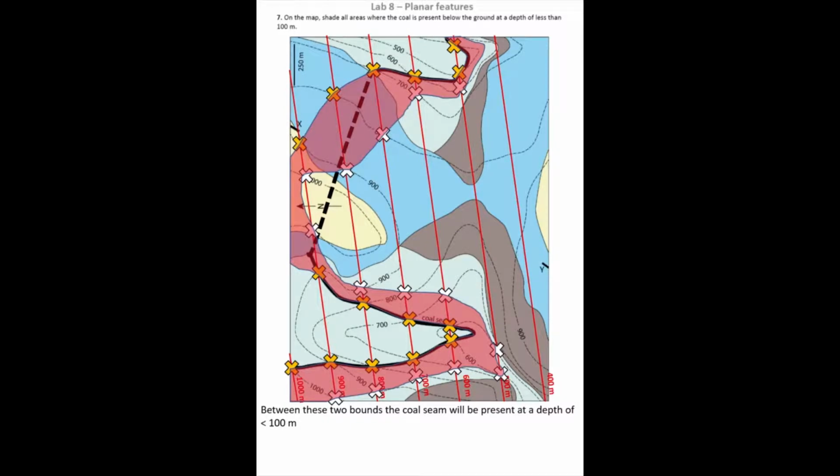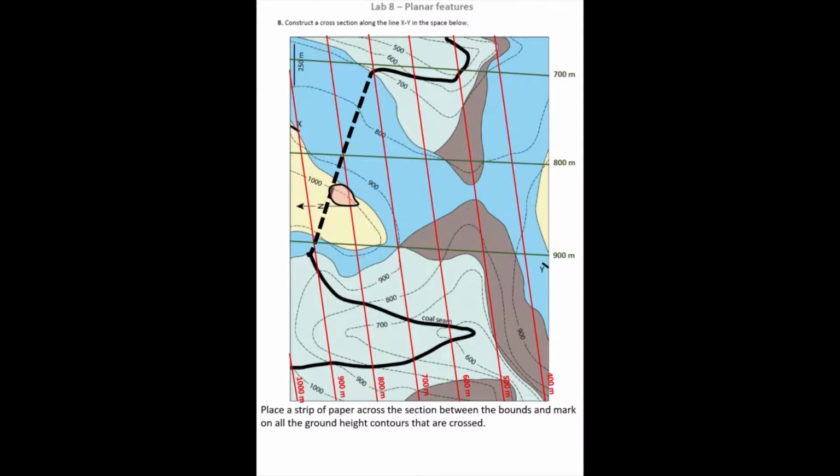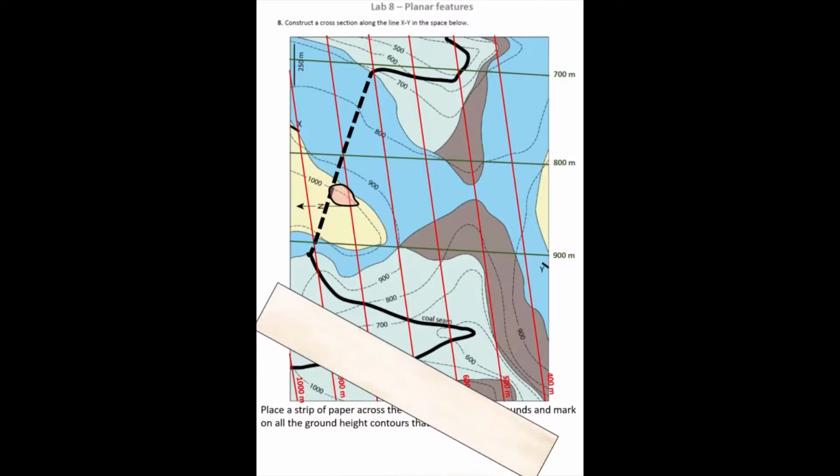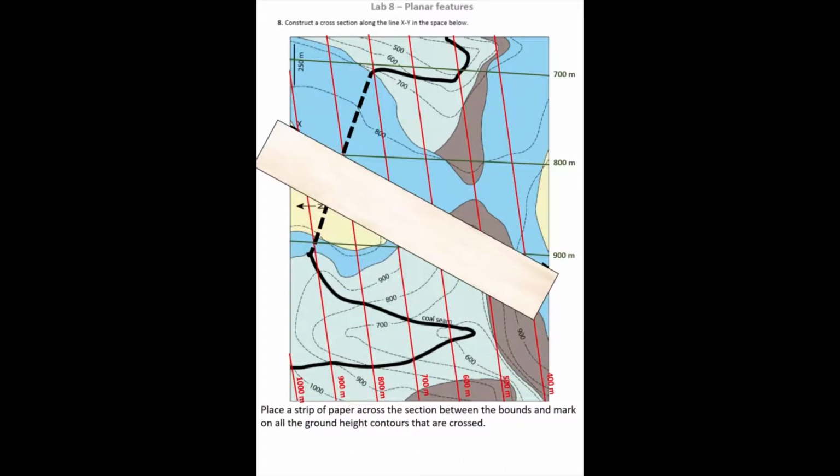Okay, so then it's asking us to construct a cross section along the line XY in the space below. So as ever, we take our strip of paper and we line it up between our boundings and we mark on the ground heights that we cross. So this is quite a simple hill profile to do between X and Y, and we mark on the 3 ground heights that we cross.